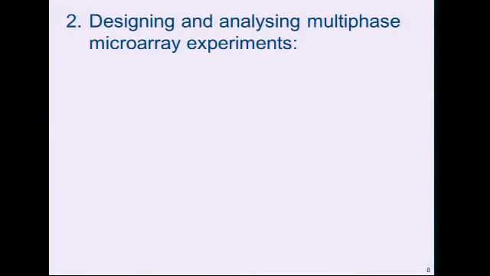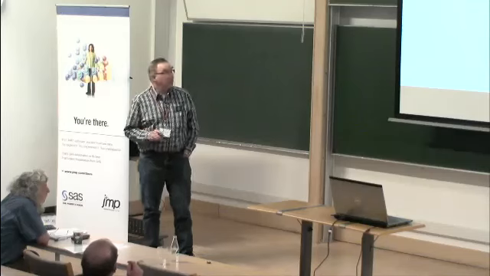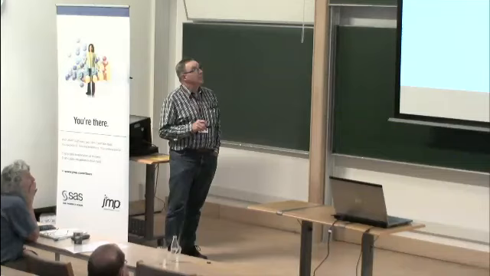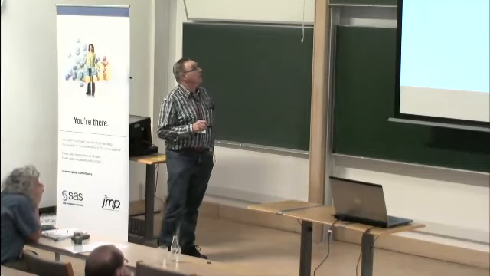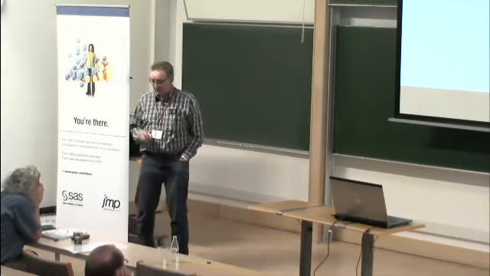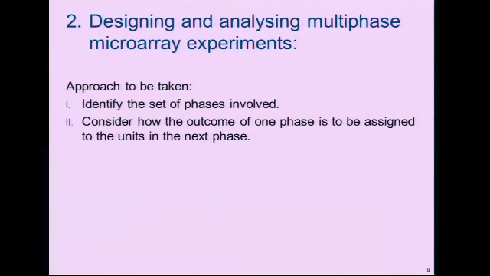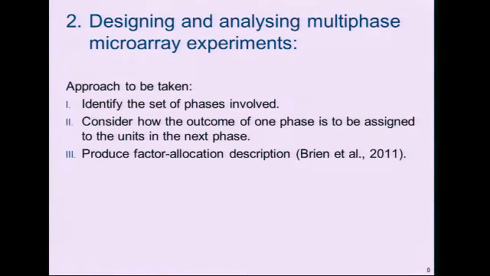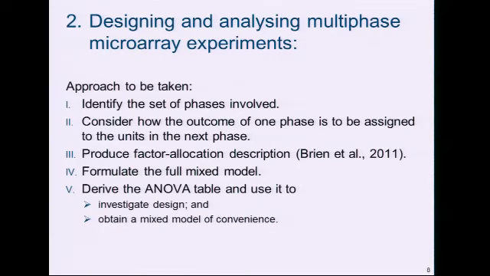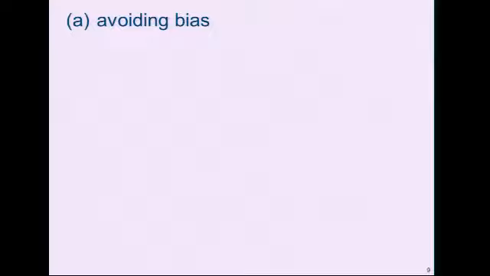All very straightforward. Well, what about doing this in terms of the multi-phase framework and thinking about the design of such an experiment? The approach that I take is to first identify the sets of phases involved. That seems fundamental. Then consider how the outcome of one phase is to be assigned to the units in the next phase, which is not necessarily done. Then I'm going to produce a factor allocation description, which is something that we talk about in that paper, the JABES paper. And then I'm going to formulate the full mixed model. I'll derive the ANOVA table and use it to investigate the design and obtain a mixed model of convenience.